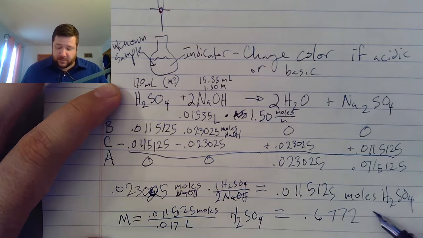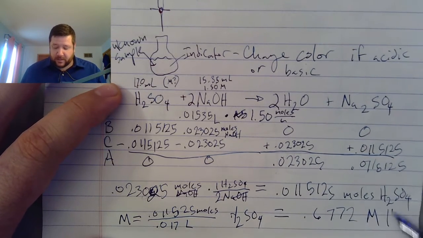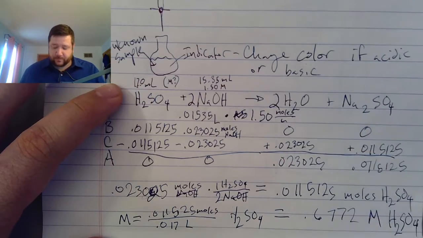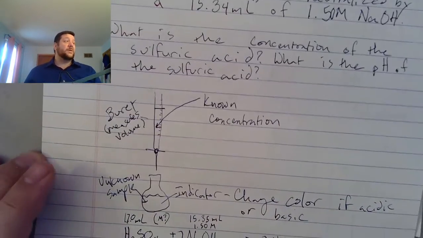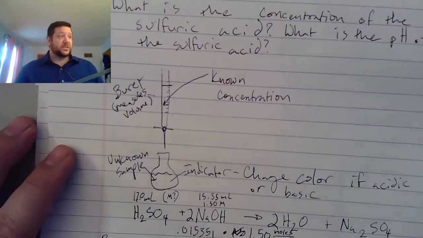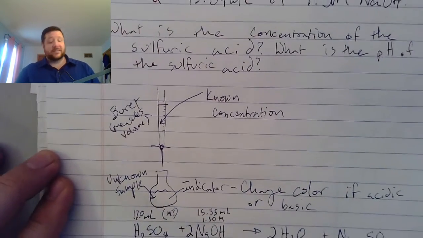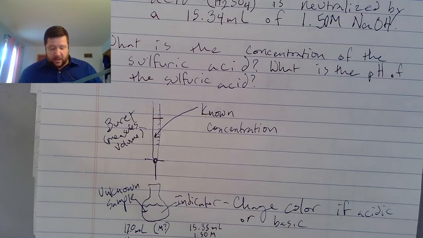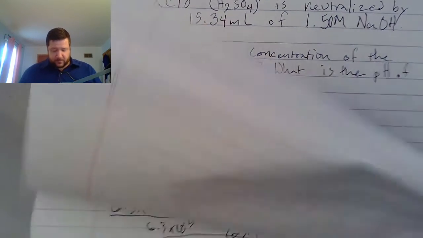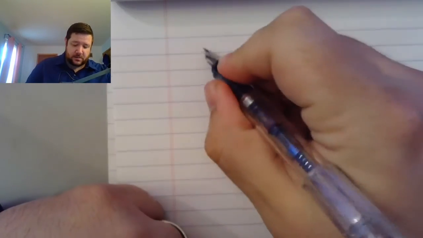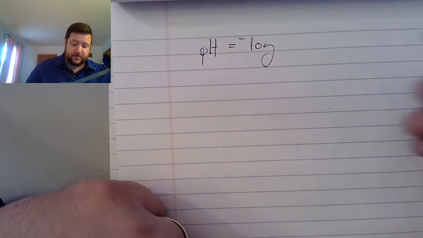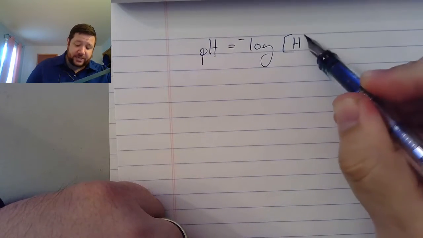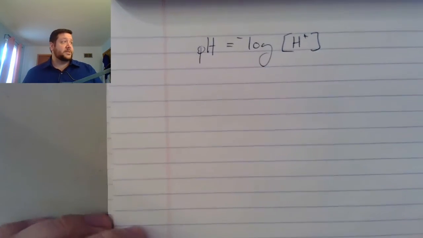Doing that, we get a concentration of 0.6772 molar H2SO4. Okay, the second part of this question, I want to know what's the pH of that original sulfuric acid sample. So how do we do that? Well, if we look at this, pH is the negative log of the concentration of hydrogen ions in the solution.